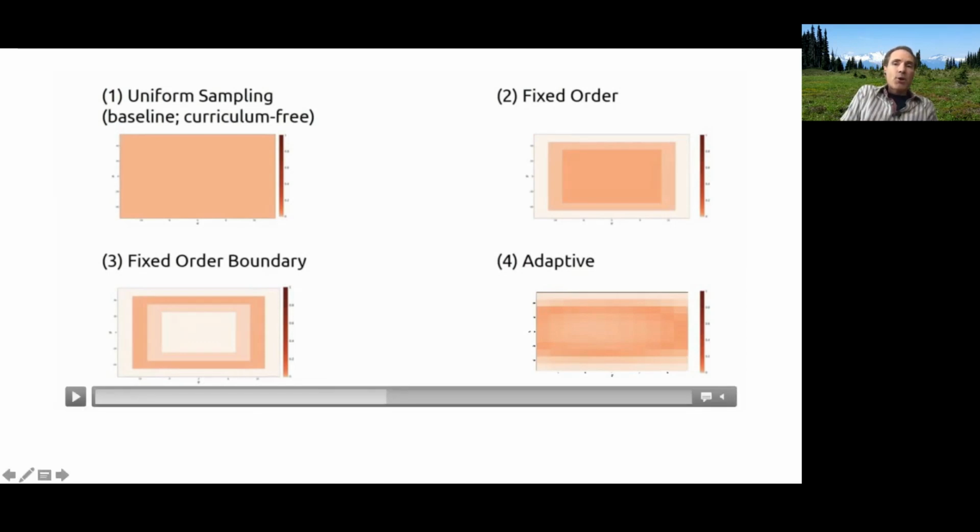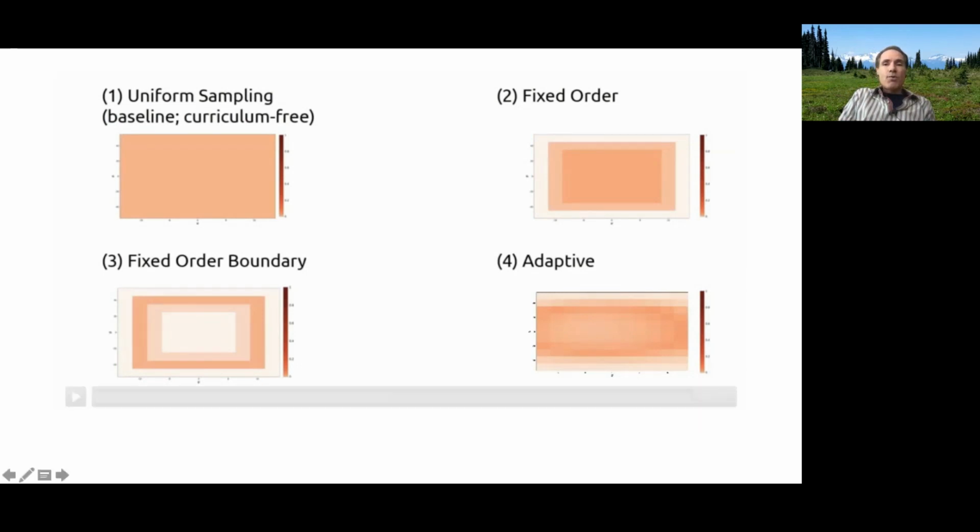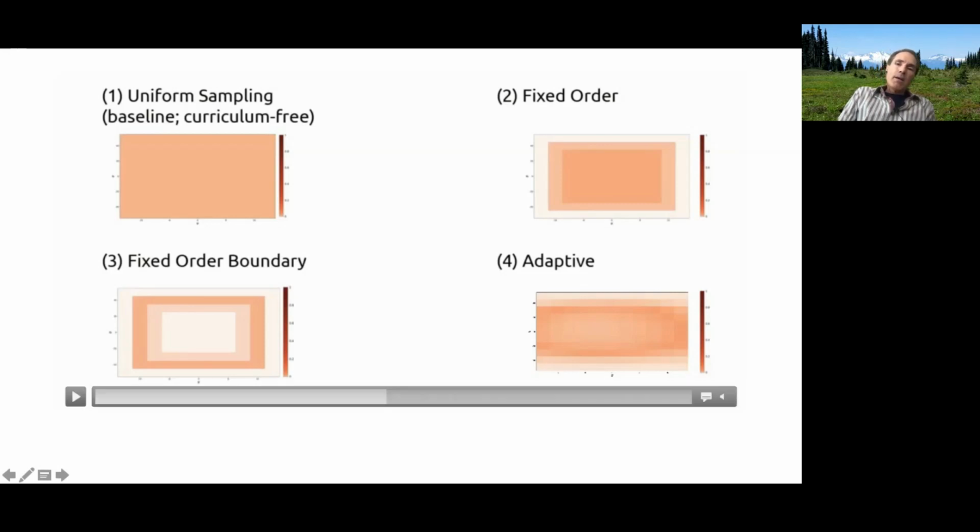The ideal scenario of adaptive actually doesn't do that much better. It does a little bit better, I believe, than the fixed order and fixed order boundary, but it doesn't do that much better in some kind of critical way. So the key take home here is you need some form of curriculum, but forgetting was not a really significant issue for this particular problem.